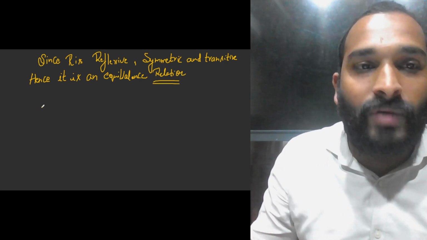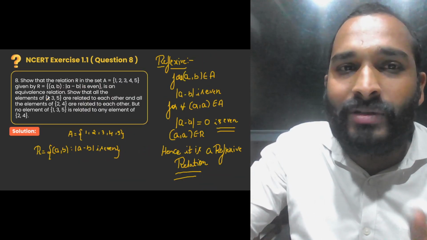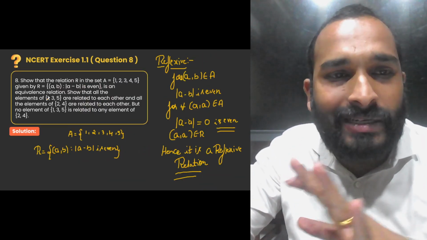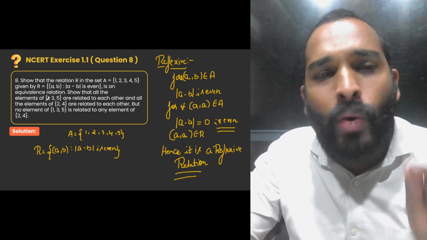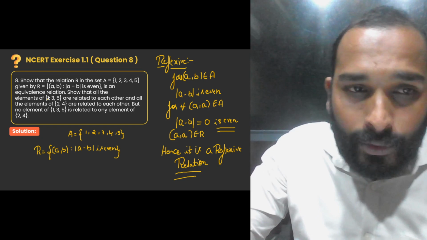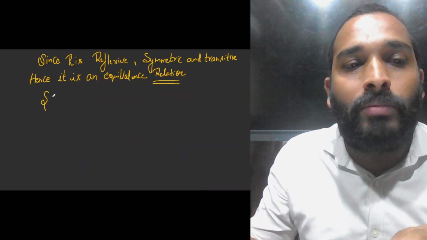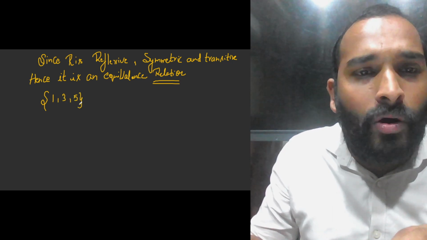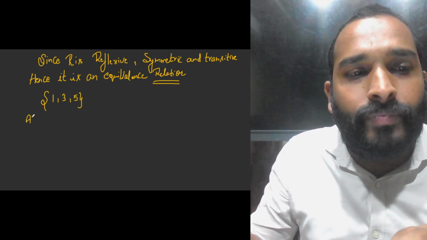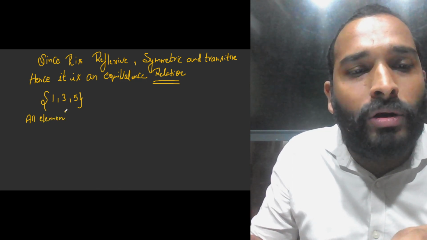Now, just try to understand the second sub question. This is clear. I hope my children have understood this, because it is reflexive, symmetric and transitive. So it is an equivalence relation. Now, show that all the elements of set 1, 3, 5 are related to each other. Now take the set, children. Set 1, 3, 5. Do you notice that all elements are odd numbers, children?